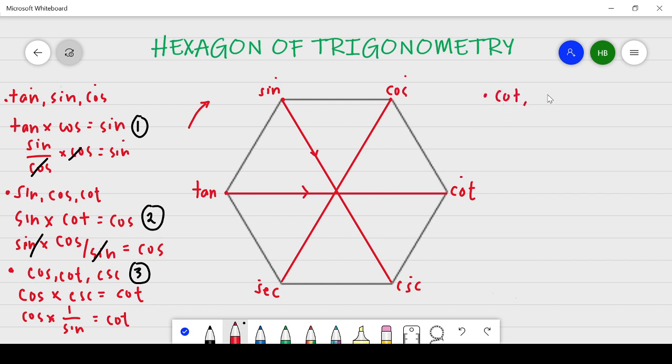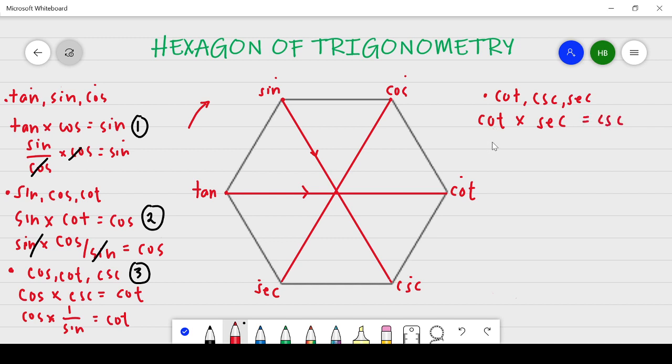Pick 3 consecutive again. Cotangent, cosecant, and secant. So, the product daw of first and third will be your second. Tingnan natin if cotangent multiplied by secant is equal to cosecant. We're going to prove this.